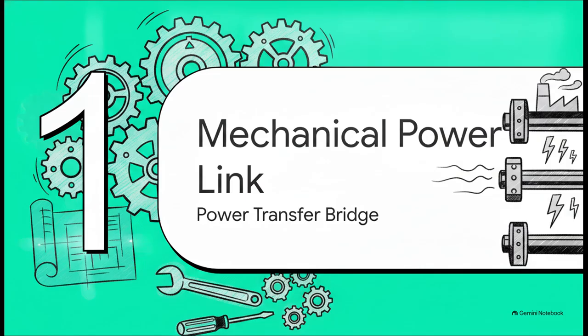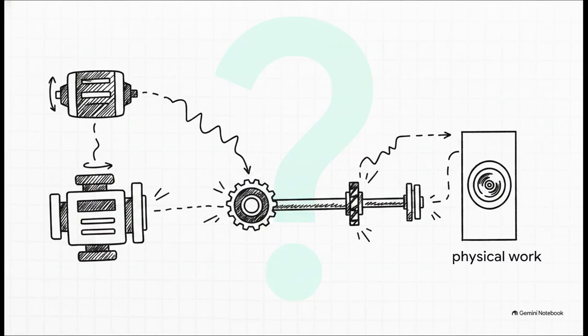Let's kick things off with Section 1, the mechanical power link, bridging creation and application. Think about a fundamental engineering problem. How does rotational power bridge the gap between creation at the motor and application at the output? We have a power source like an electric motor or an internal combustion engine, and it's generating all this energy. But that rotational energy is basically useless unless it physically reaches another machine component to actually do some work. So how do we get that power from point A to point B efficiently and, most importantly, safely?